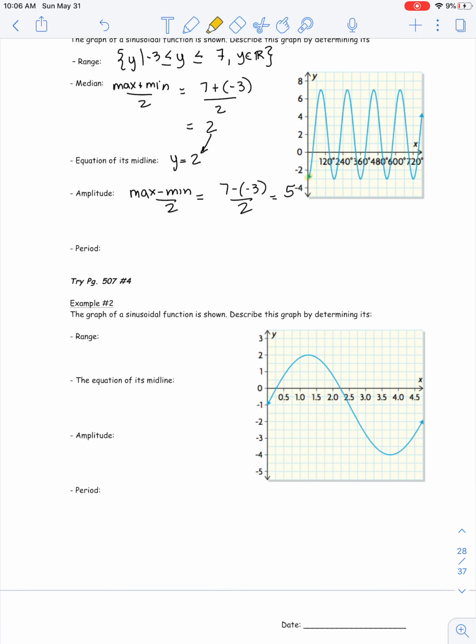Our period: since we're starting at the lowest value, when does it return to its lowest value again? You can see that that is going to count for 3 blocks. Well, we need to find out what 1 block is. 2 blocks is 120, which means that 1 block is 60 degrees. So if we take 3 blocks times 60 degrees, we're going to get that the distance is 180. So we know that the period is 180 degrees.